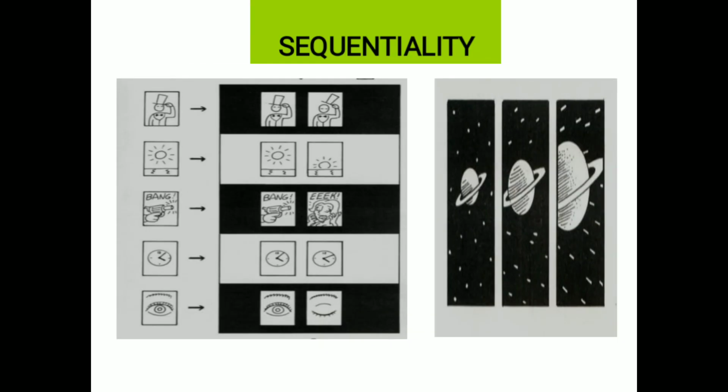Next, another important feature of comics is sequentiality. Sequentiality means arranging images, panels and events in a particular order to tell a story. Instead of presenting information all at once, comics show the events step by step, allowing readers to follow the narrative easily.